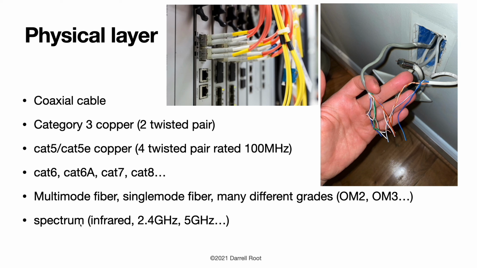And then of course the other physical layer, which we all use all the time, is wireless spectrum. You can use infrared, or Wi-Fi, for example, can use frequencies in the 2.4 gigahertz band or in the 5 gigahertz band, and there's a new standard that uses the 6 gigahertz band, although it's not commonly used yet. These are all examples of physical layer, and all of the other protocols that we're going to learn, in the end, run on top of the physical layer.